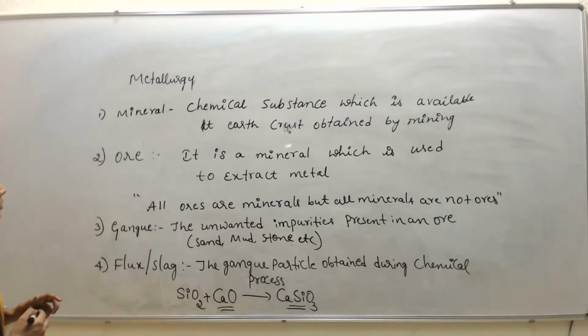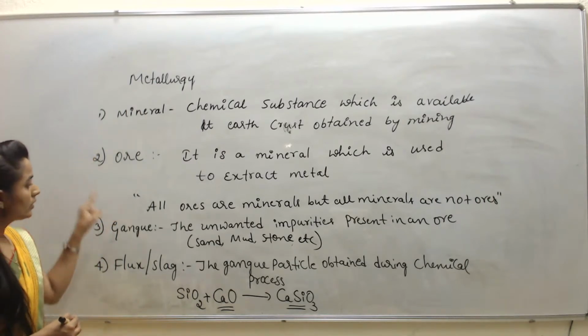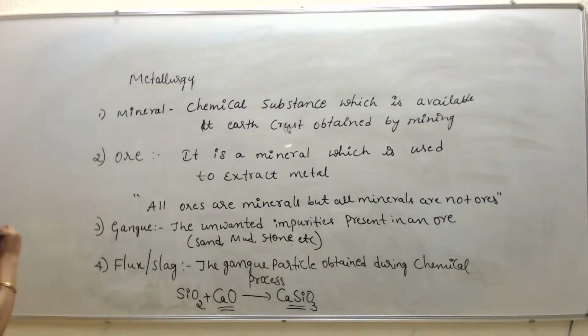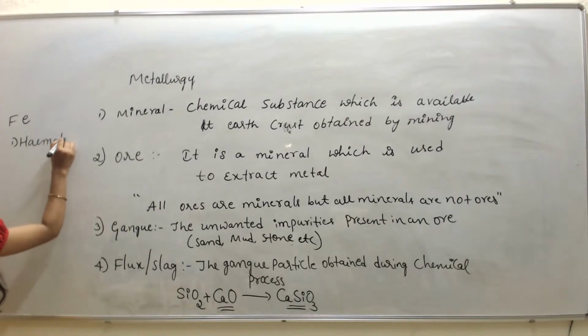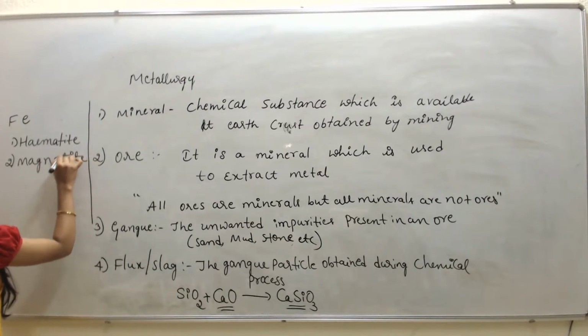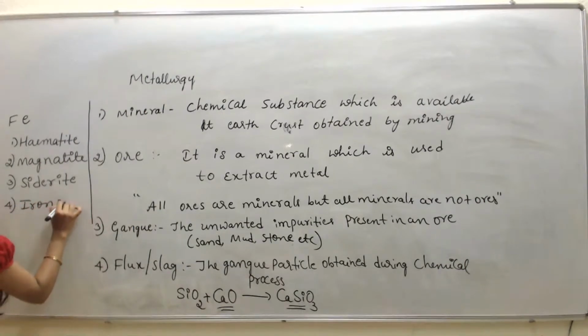Okay, so these are the terms used in metallurgy: mineral, ore, gangue, flux. Listen, I told you all ores are minerals, but all minerals are not ores. One example is iron. Iron has four types of ores. One is hematite. Second, magnetite. Third, siderite. Fourth, iron pyrite.